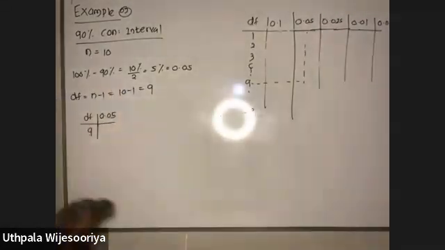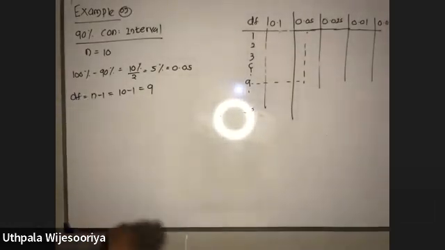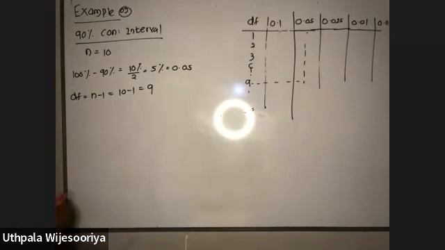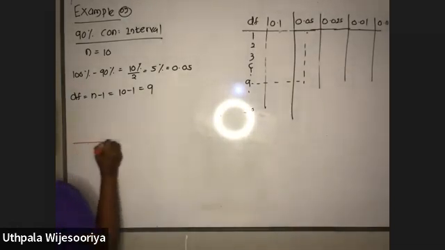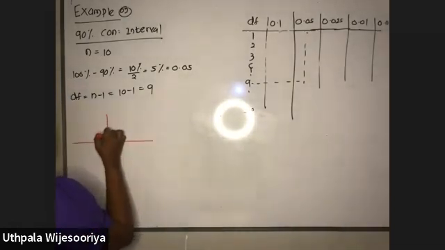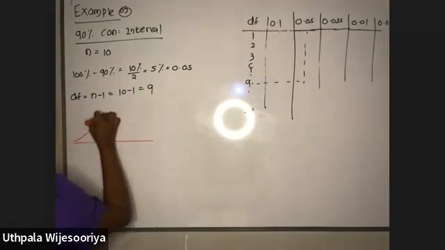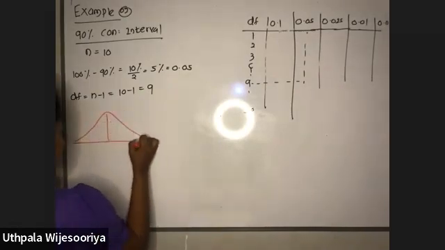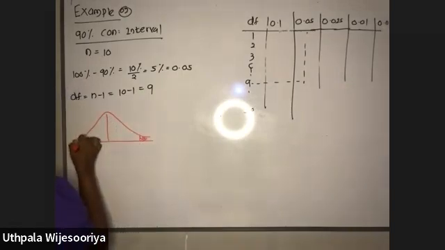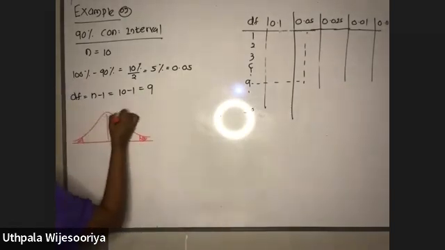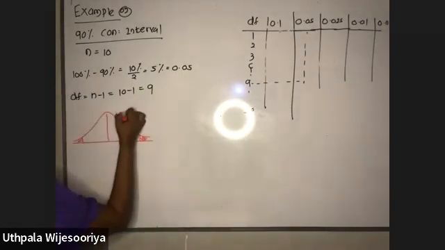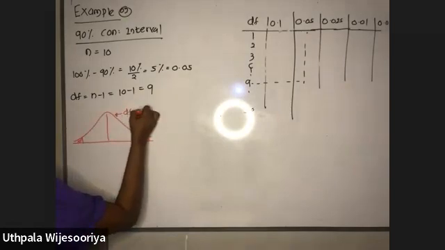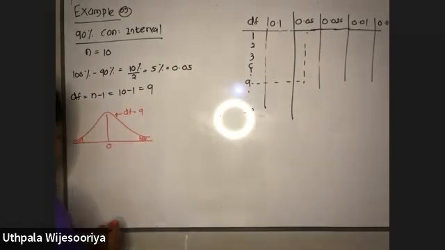I draw a diagram of a t distribution with degree of freedom 9 and 0.05. This is a t distribution with degree of freedom 9. What is the t table value?